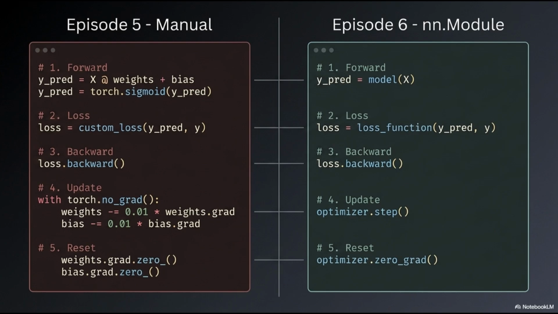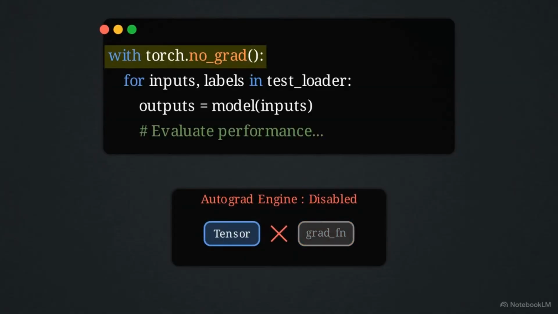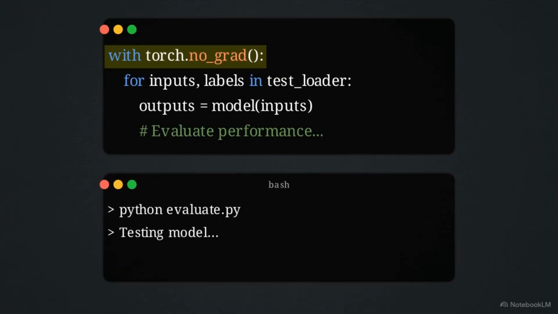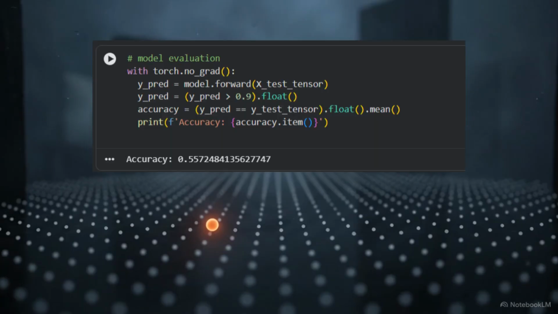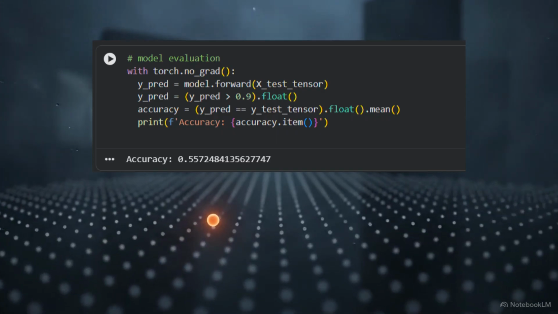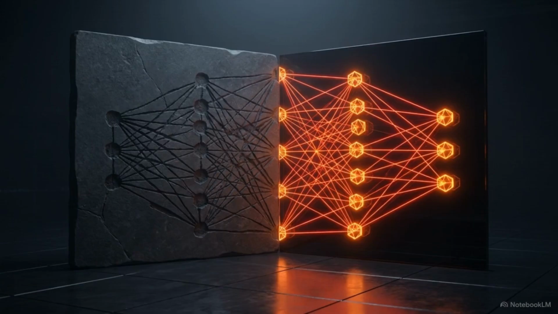Now we test the model. We wrap the evaluation block in a torch.no_grad context because we do not need to track gradients during testing. The final accuracy percentage prints directly to the screen. Looking at that result, we need to acknowledge something important. This specific run's accuracy is slightly lower than the manual model we built from scratch in our earlier episode.